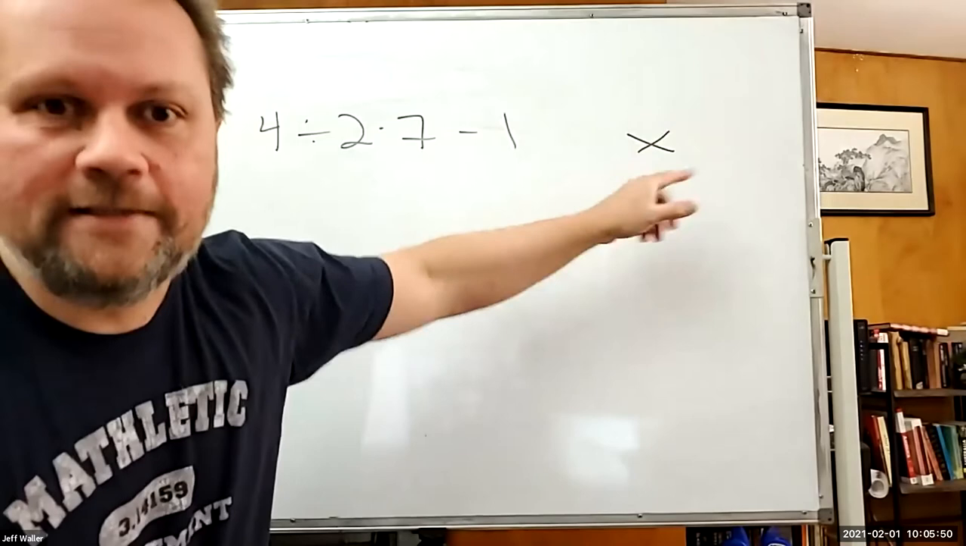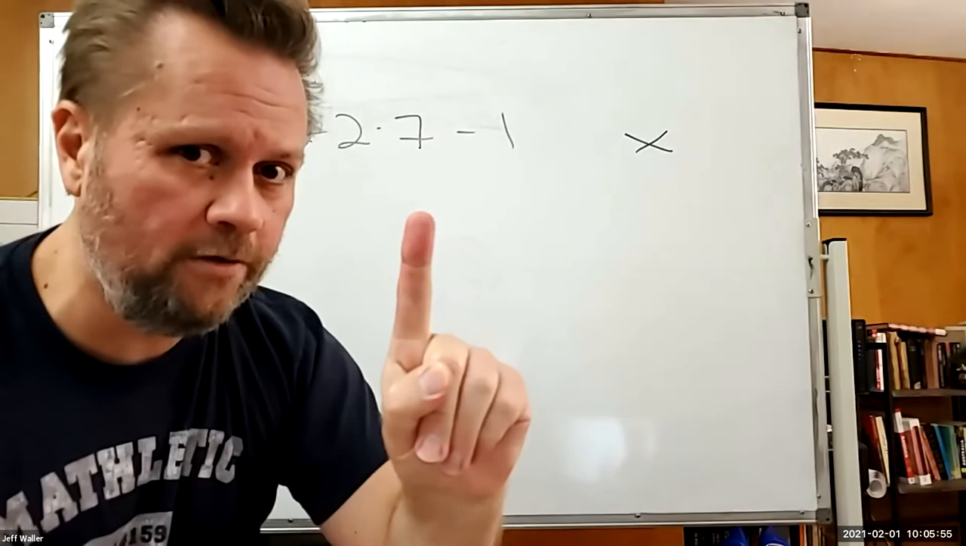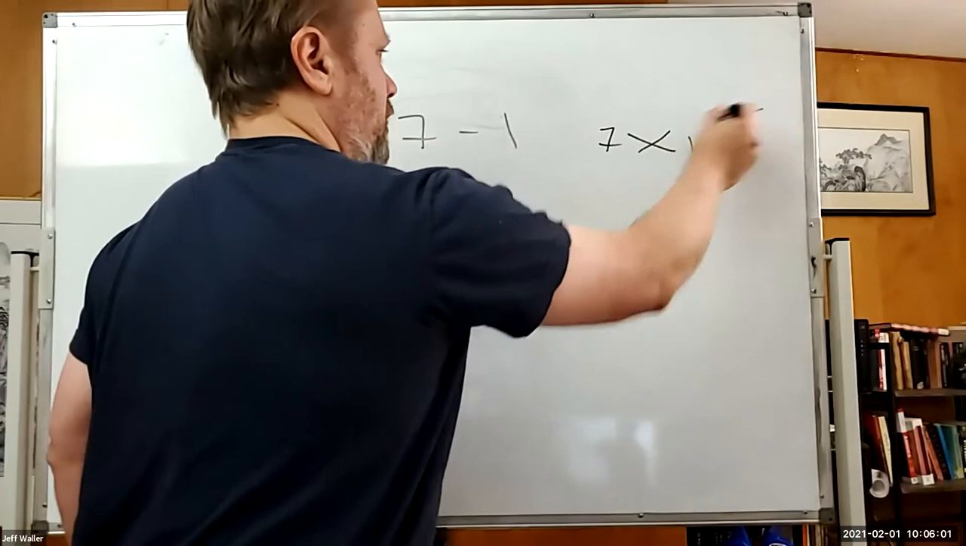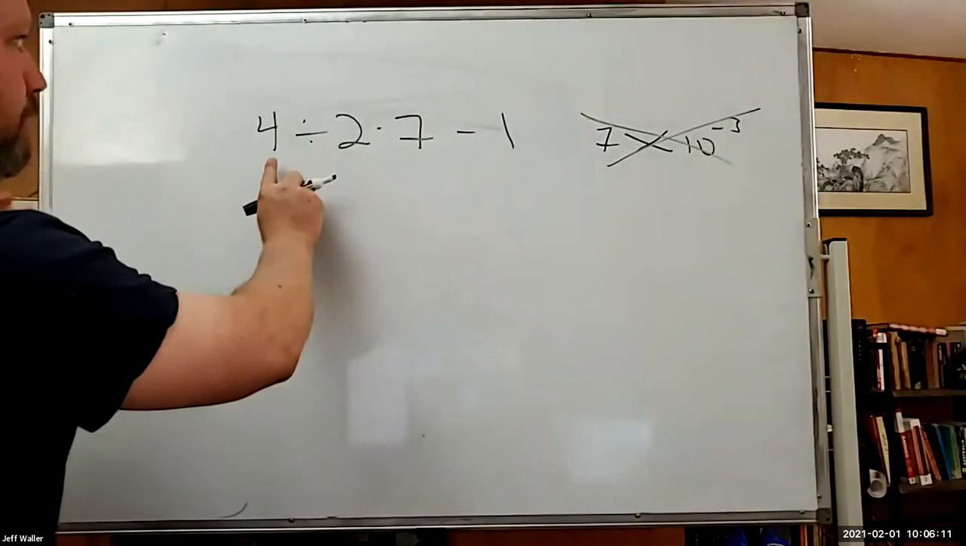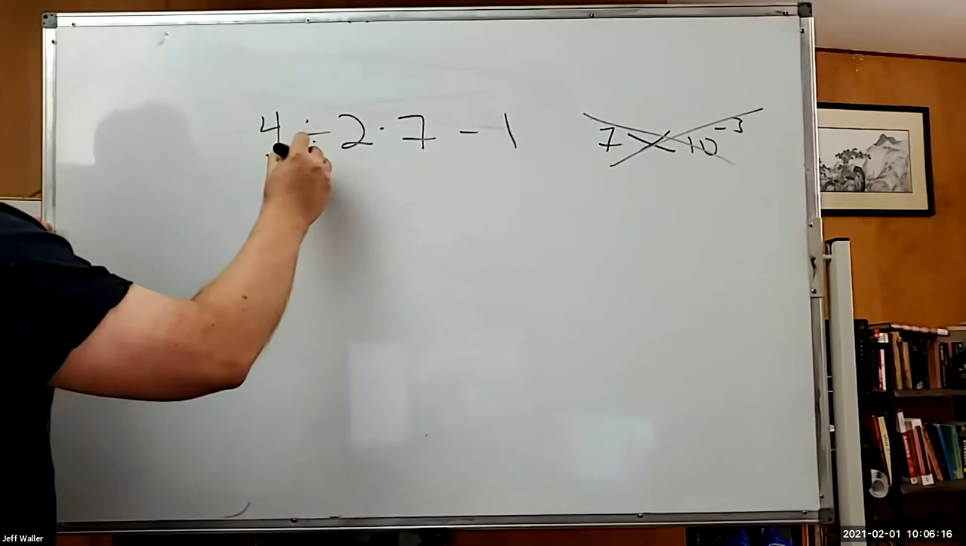There's only one time we use it to mean times, and that is something called scientific notation. We'll learn that later. Don't worry about it. That's the only time it's used for multiplication. Because otherwise it's very confusing, right? Now, stay with me. How do I do this problem? What would I do first? You divide. Good. What do I do last? What's the very last thing I'm going to do in this problem?